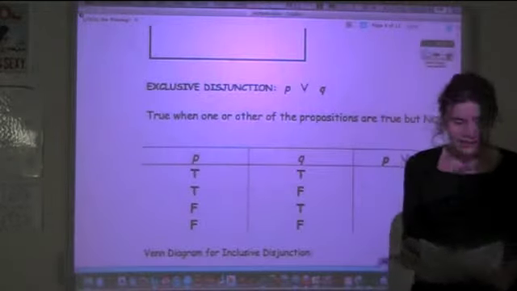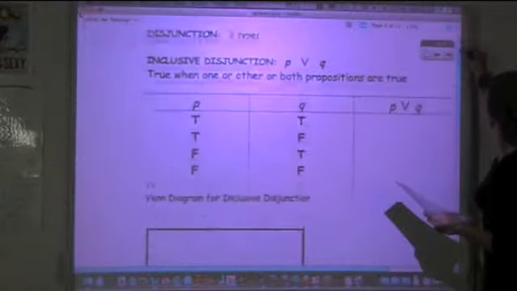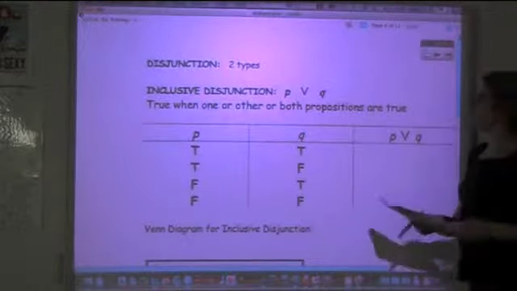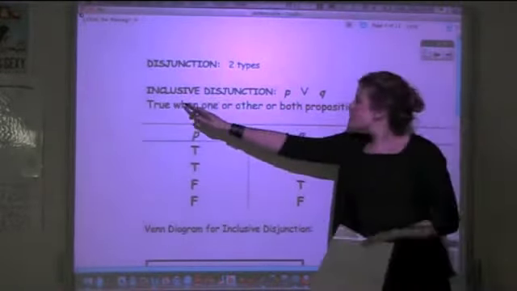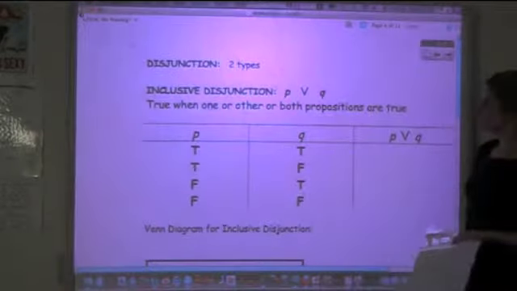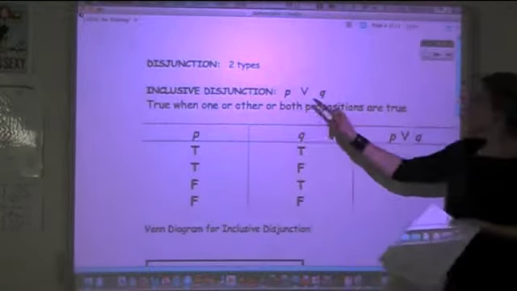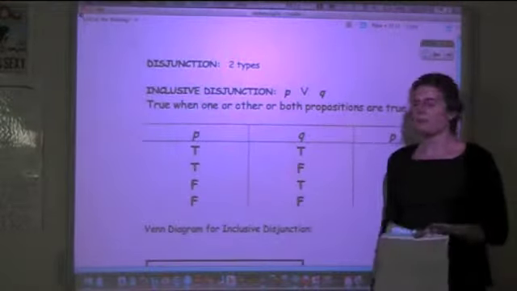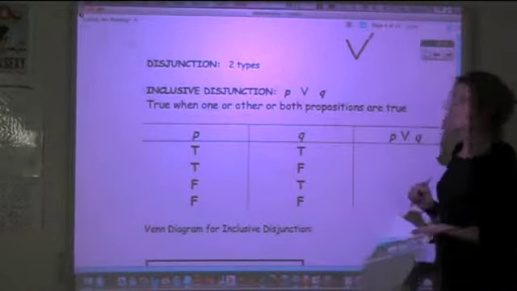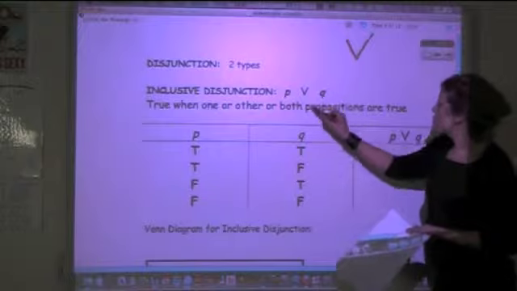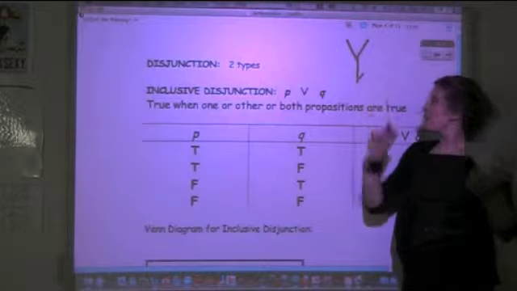Right, there's a couple more to consider. The next type we're going to look at is disjunction. There are two types. We're going to consider the inclusive one first of all. Now this is true when one or other or both propositions are true. How do we remember that? Well, I think of it like this. The inclusive disjunction symbol looks a bit like a blown out umbrella when it's been blown out by the wind.